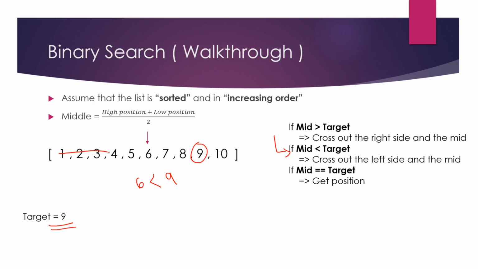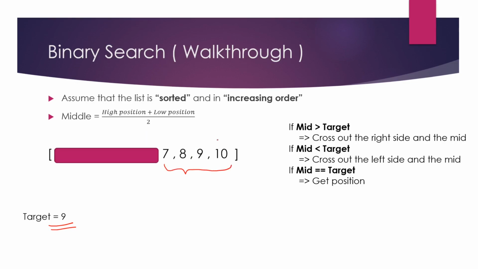So I'm gonna cross out the left side and the middle number. Now you have a new list of 4 elements, and then you have to find a new middle starting point. So I'm gonna pick number 8 this time. Compare number 8 with 9. 8 is less than 9.